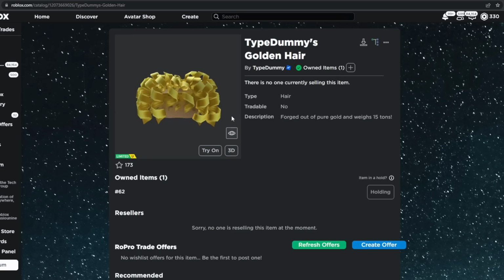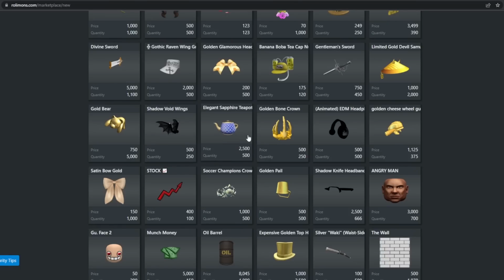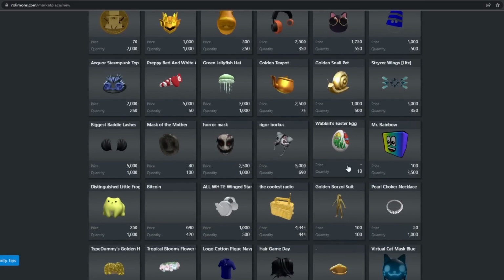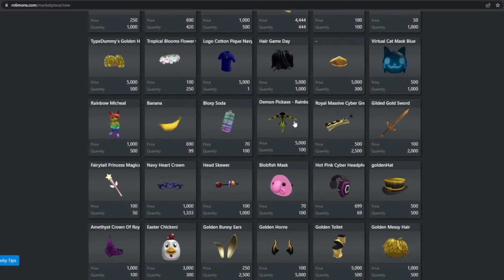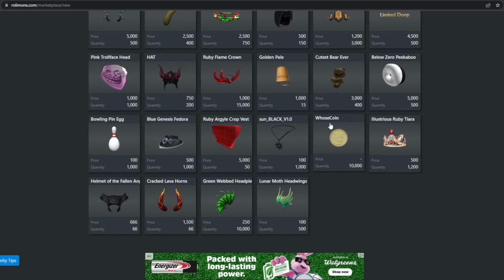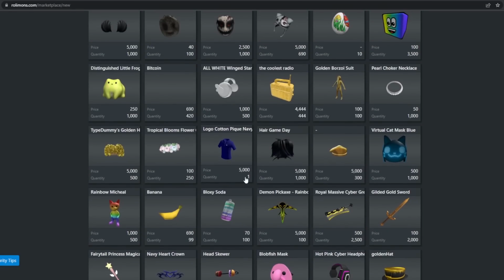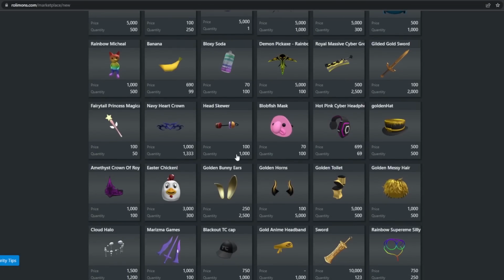So the main thing about UGC Limiteds is, first, they come out with a limited quantity, and you can see all these different ones have different prices and different quantities. There were even some free items that came out. If we look maybe here, I think this was a free one, like 10 free eggs, I guess. Wabbit's Easter egg. Down here, yeah, the Who's coin, 10,000 quantity, free price. There were a few items like this too, one quantity and the price was 5,000.